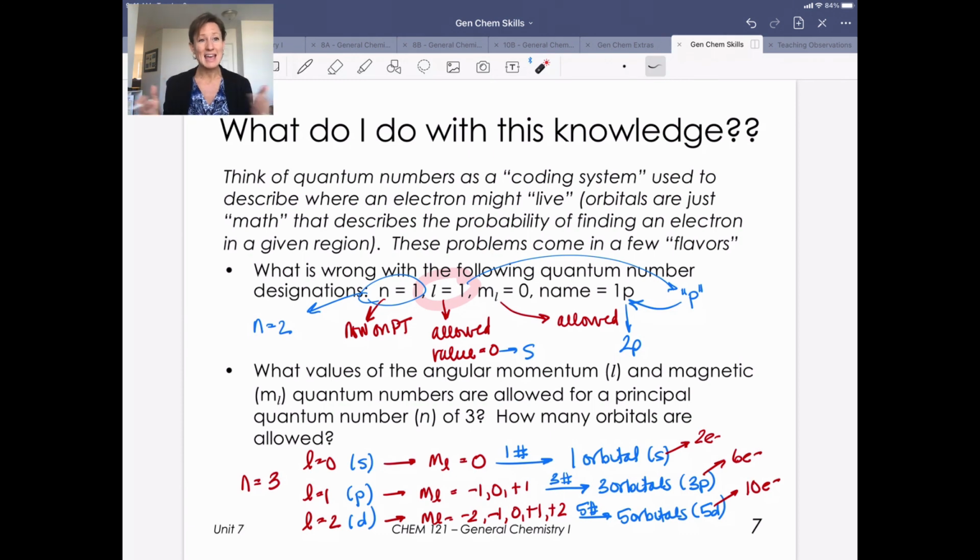All right, so that's the end of our brief learning unit on quantum theory and atomic structure.